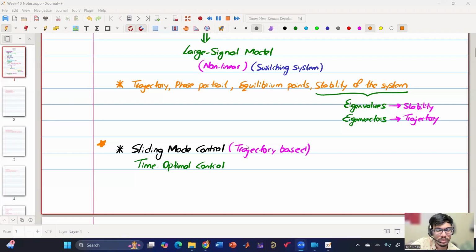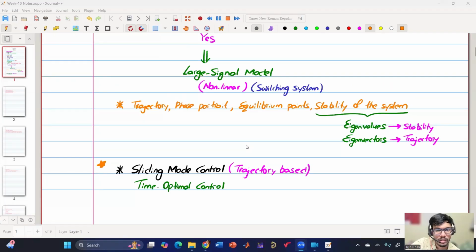Yes, sir. That large signal model we will mostly be taking when the perturbations are large, under that circumstance only, or any other cases where we need to take large signal rather than small signal, where small signal will not give accurate results?